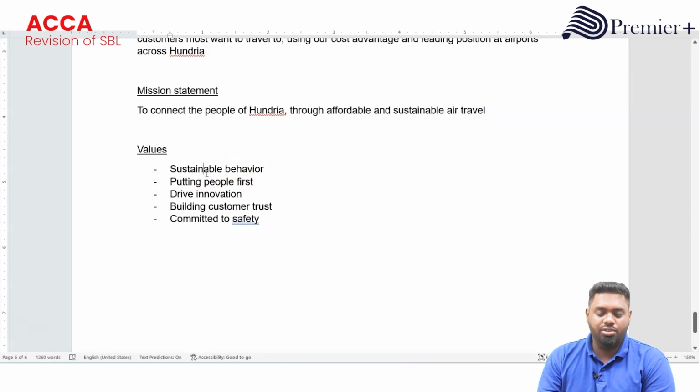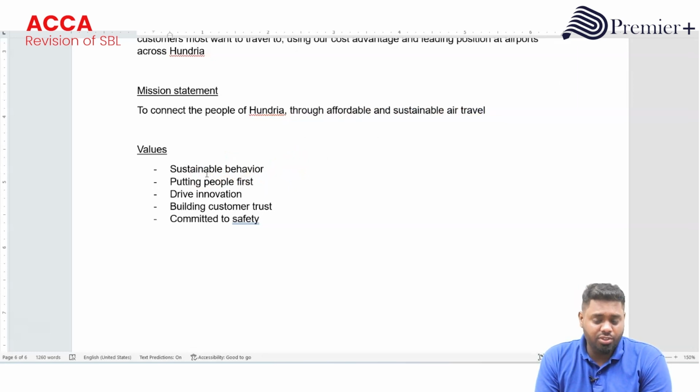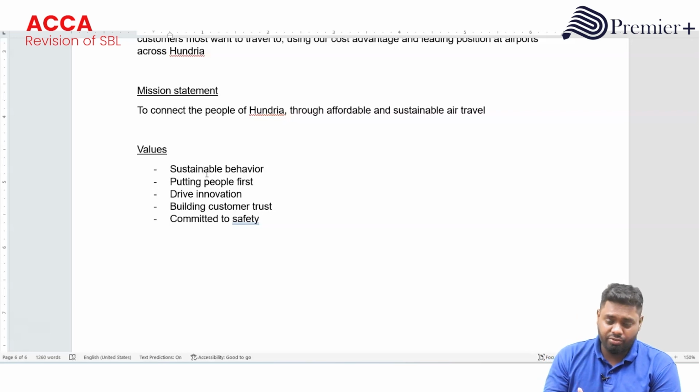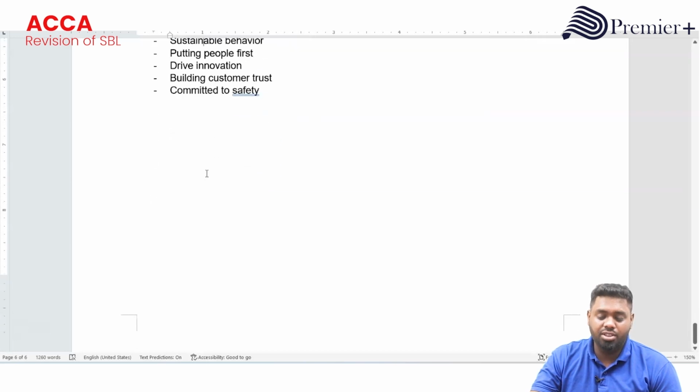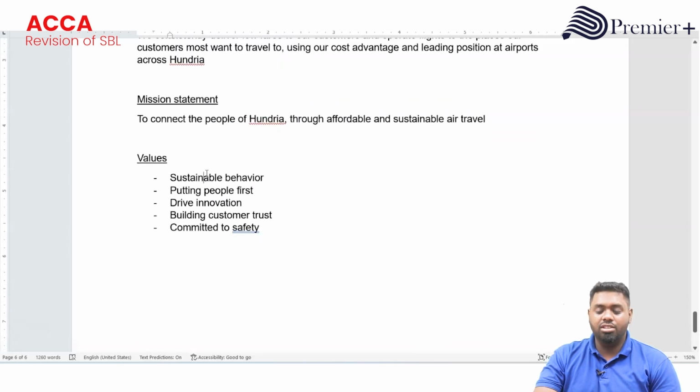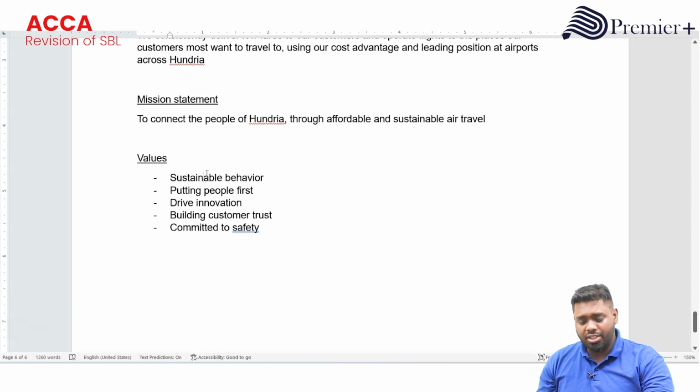In terms of values, we looked at 5 different values and what Co-Jets had planned on each of these values. One is on sustainable behavior, very reasonable. Putting people first, being people oriented. Driving innovation to improve the technology and improve their competitiveness in the market. Building customer trust, and finally being committed to safety. So these are what was provided in the case study.